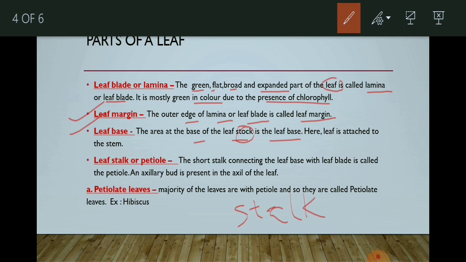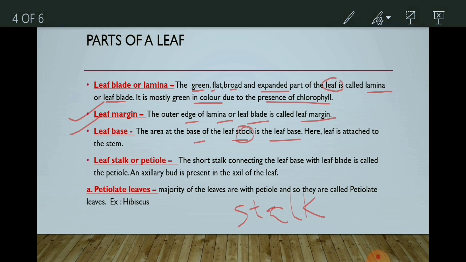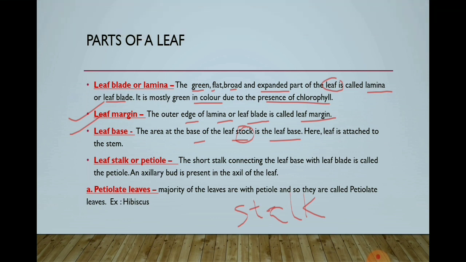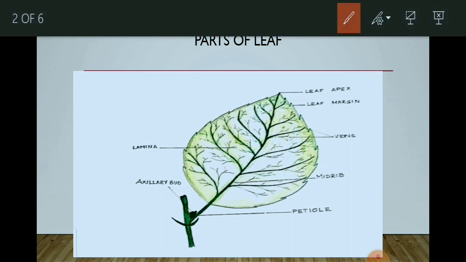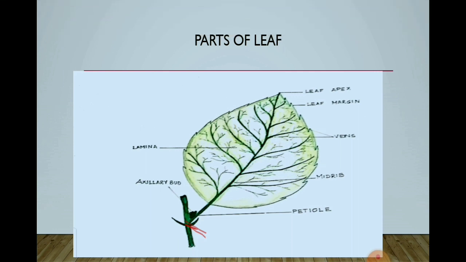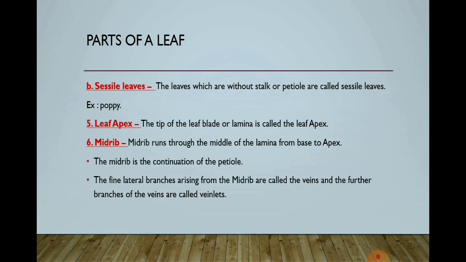Here the leaf is attached to the stem. Okay, let us see the diagram in order to make you understand. Now, which portion is the leaf base over here? Can you see this portion? This portion I'm talking about, this is the leaf base. Why? Because here you can see that the leaf is attached to the stem. Okay, so this portion is known as the leaf base. Clear. Now next I will discuss the leaf stalk.